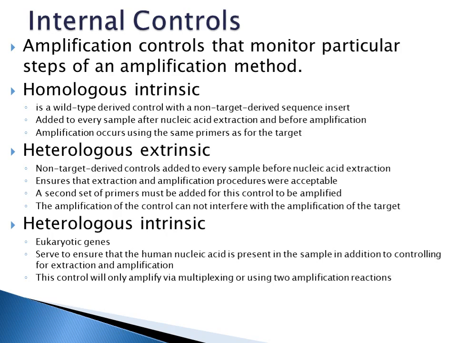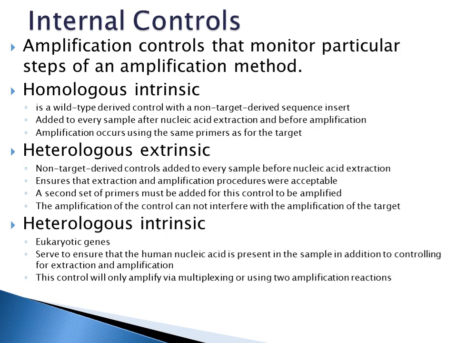In the heterologous extrinsic control, you need to use a second set of primers in order to get the control to amplify. So the amplification of the control can't interfere with the amplification of the target, or else this control is not going to work. Your heterologous intrinsic control, usually these are eukaryotic genes. So this serves to ensure that the human nucleic acid is present in the sample in addition to controlling for your extraction and your amplification.